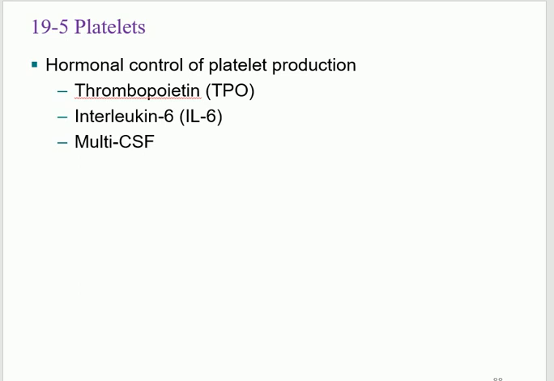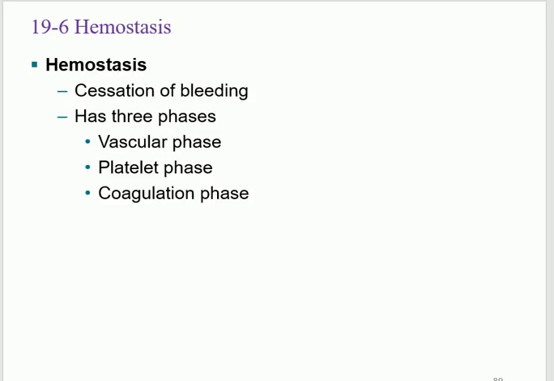So thrombopoietin is that hormone that stimulates the production of the platelets. Plus, there are other things like interleukin 6 and multi-CSF. Remember the multi-CSF? One of the CSFs for the white blood cells. It also stimulates the platelets. It's for the white blood cells, but the multi one stimulates the platelets as well. Now the process itself.